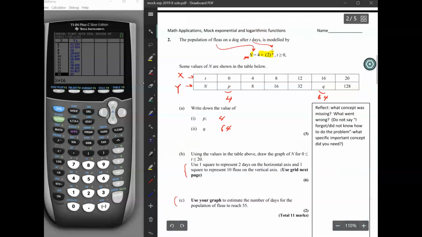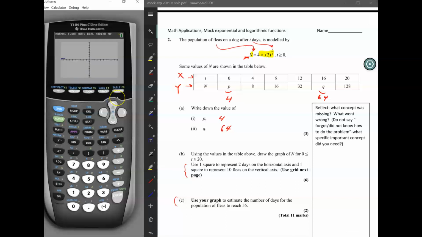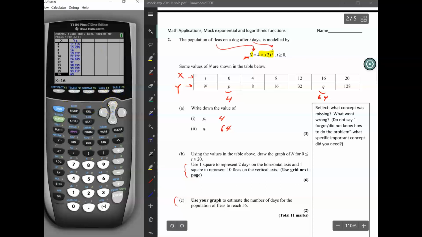Okay, and then it wants us to draw the graph of n from 0 to 20. And remember, even though the graph kind of shows you what the graph is shaped like, don't use the graph to figure out what values you should graph. You should always use a table to do that. So let's look at the table again. And remember that the table has every single value from all the x values.